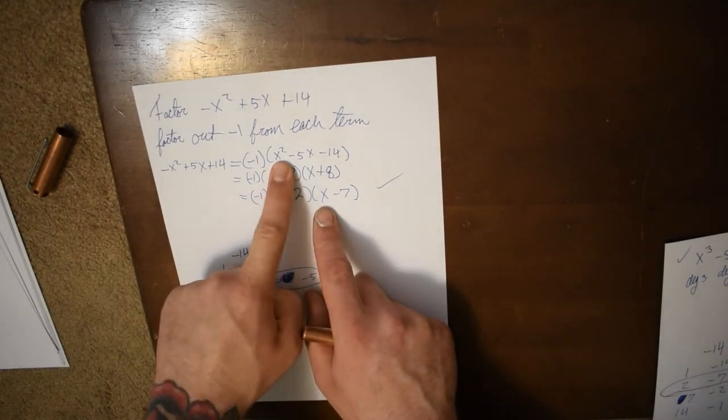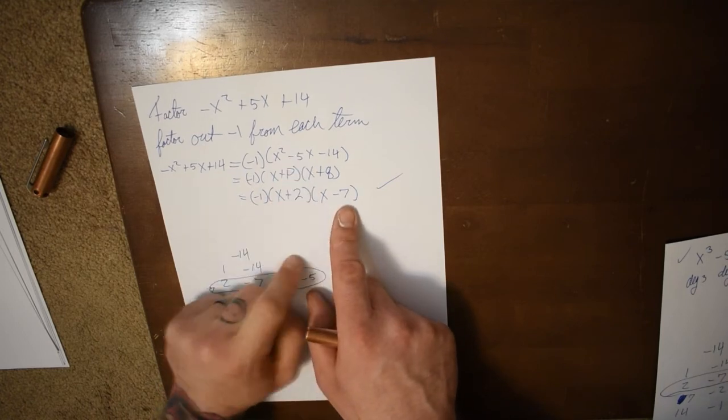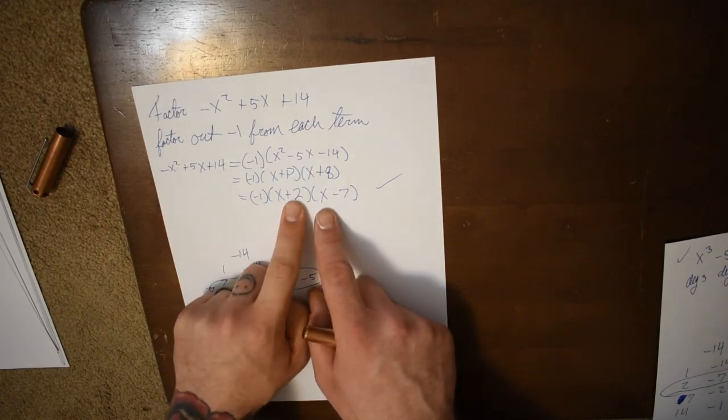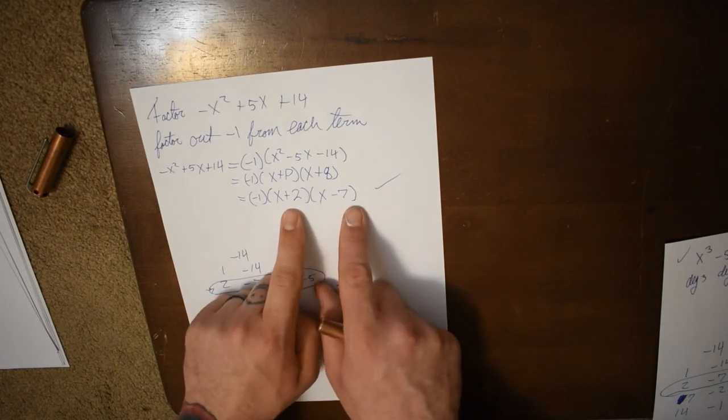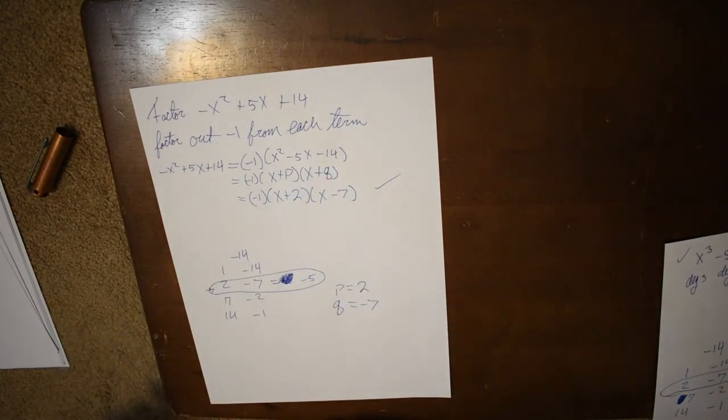X times x gives us an x squared. X times negative 7 is a negative 7x. Plus 2x gives us that negative 5x. And 2 times negative 7 is negative 14. Fine.